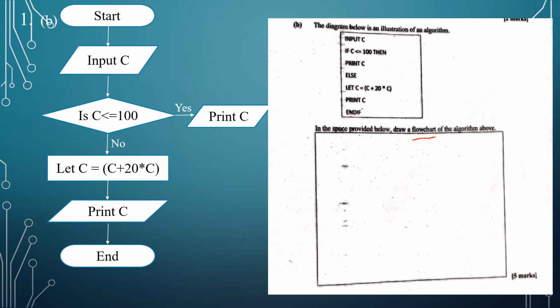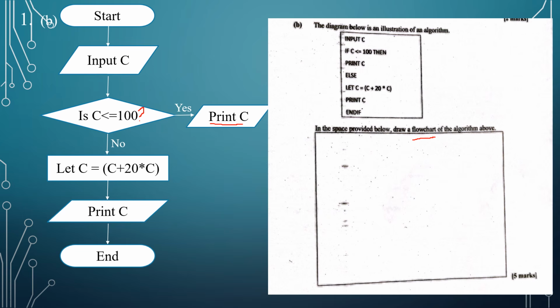The next one is a parallelogram, where it will take input C, that is an input. Then it comes to a decision. It says if C is less than or equal to 100, then print C. So this box is called the diamond shape or the decision box. So it says is C less than or equal to 100, there should be a question mark here. Then it says print C. So yes, if C, that is the number of, let's say, pages, if this was a printer, is less than 100, then yes, you can print whatever it is, or you print C.